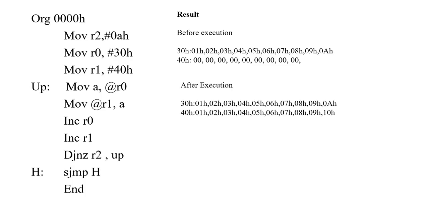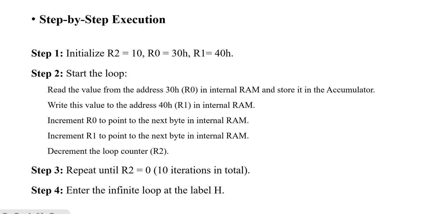After execution, the data which was present in the memory address starting from 30H to 39H will be transferred to the memory location starting from 40H to 49H. So you can see here earlier 40H was having all the data as 000, and here the data is being transferred to the memory address starting from 40H to 49H. So this is the step-by-step execution of the program.